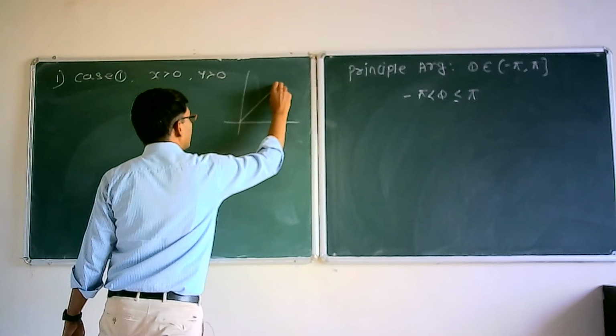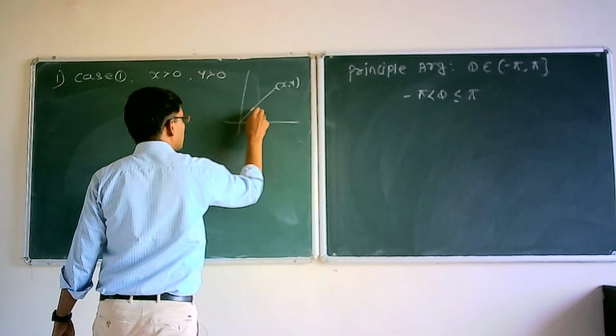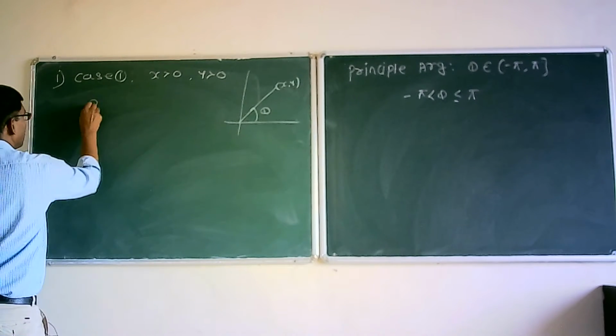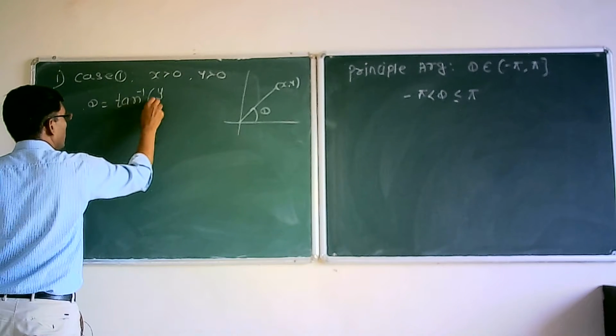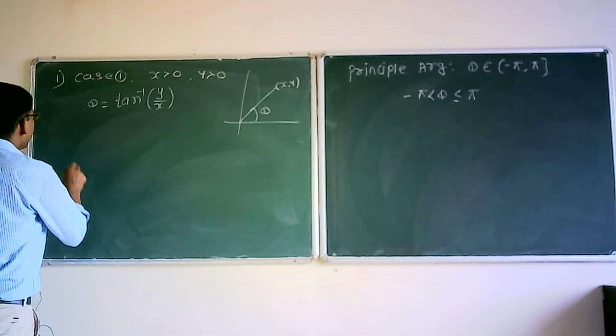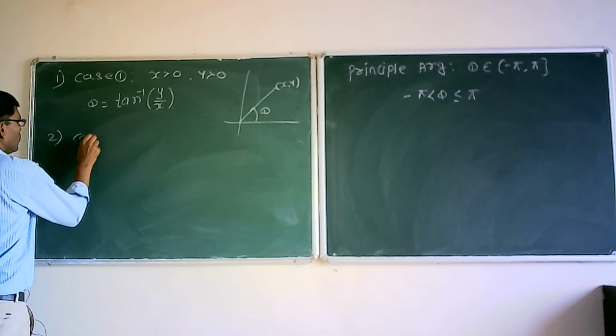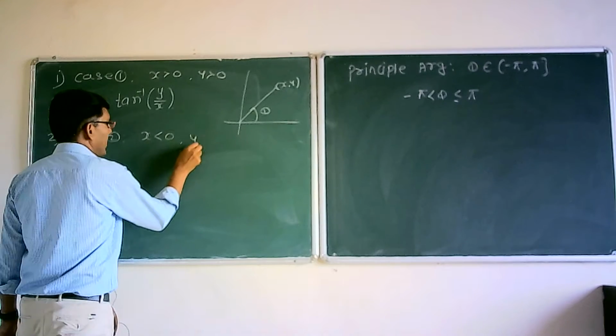And this is the plane. Here is x, z is equal to x plus iy. Then this is theta. You can find this theta by using the formula tan inverse of y by x, tan inverse y by x.